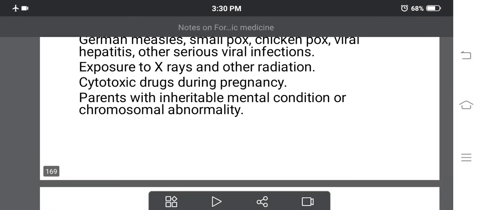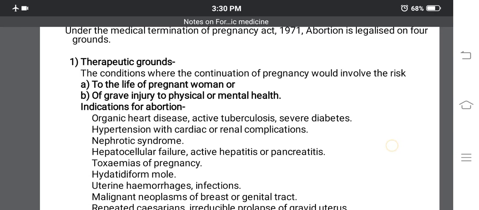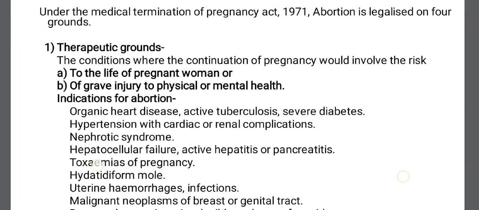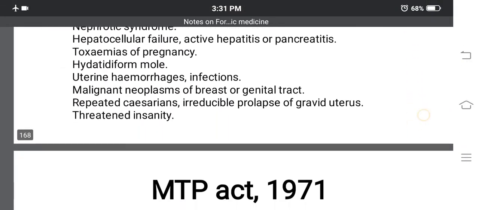So I'll just revise all these grounds for MTP. First is therapeutic ground, when the condition of the pregnancy would involve the risk to the life of the pregnant woman or can cause grave injury to her physical or mental health. When the condition of the pregnancy can cause life-threatening complications in the pregnant woman, you can go for termination of the pregnancy as a therapeutic measure.